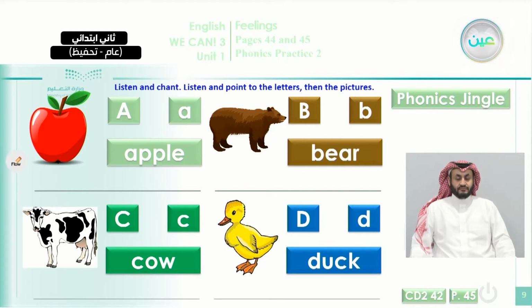Exercise 1. Listen and point to the letters, then the pictures. A says apple. B says bear. C says cow. D says duck.